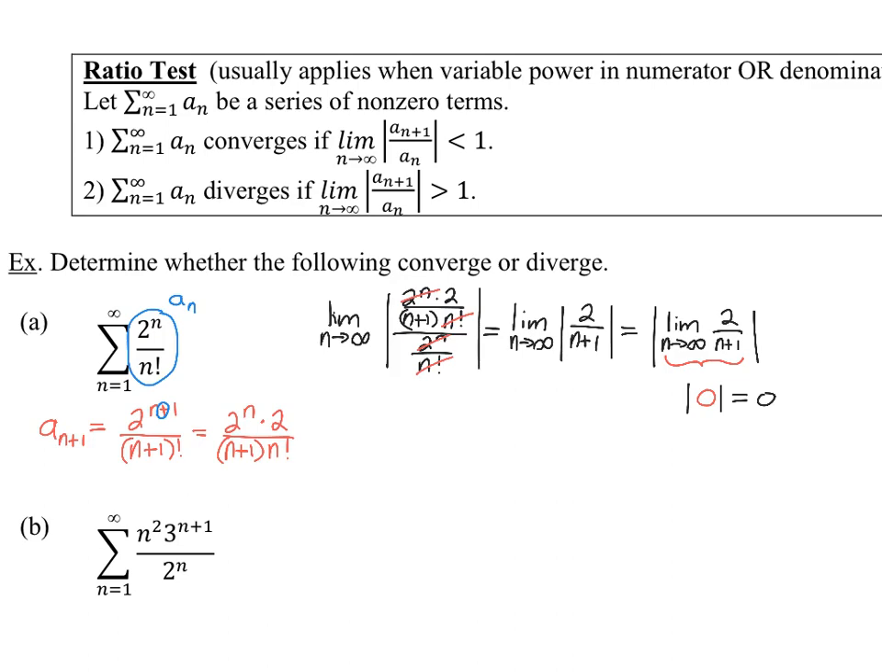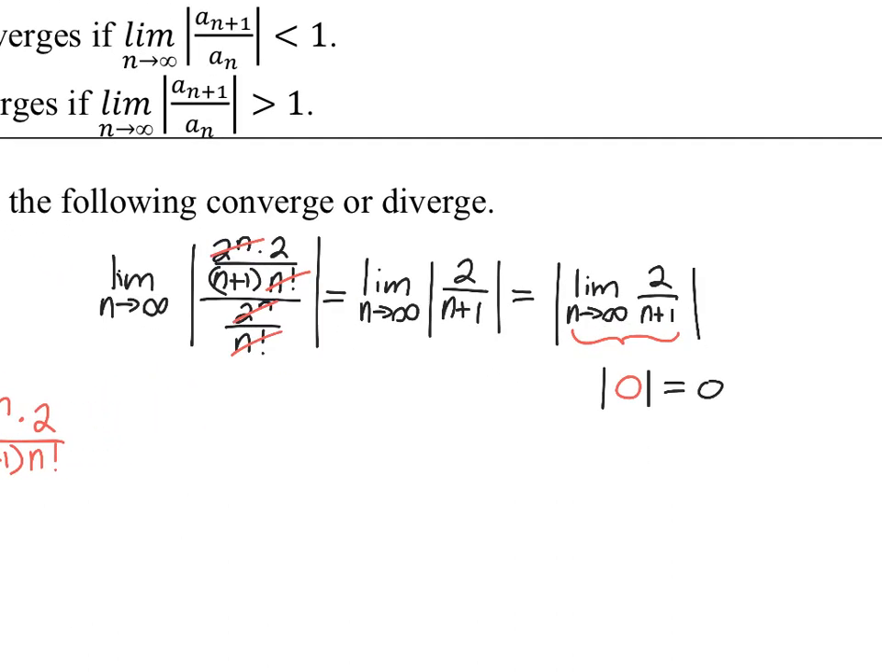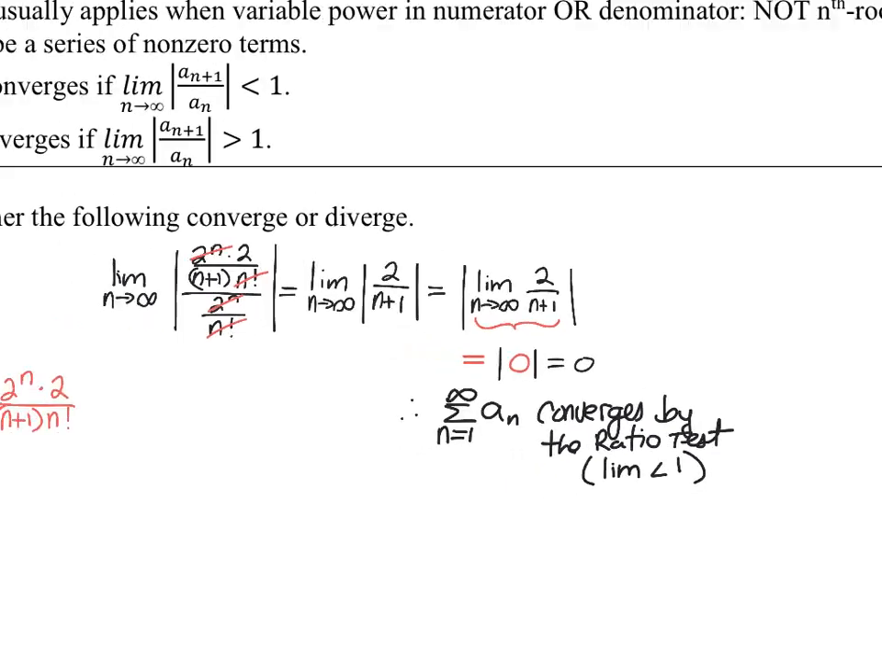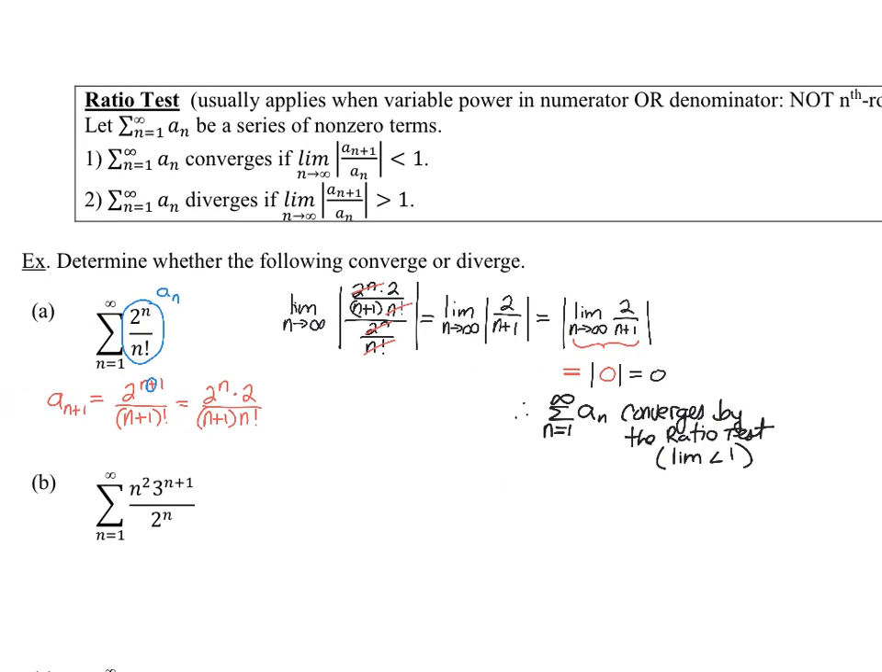Undo. I don't know why that happened. So, therefore, the sum from n equals 1 to infinity of a sub n converges by the ratio test. You have to write it out. The limit is less than 1.